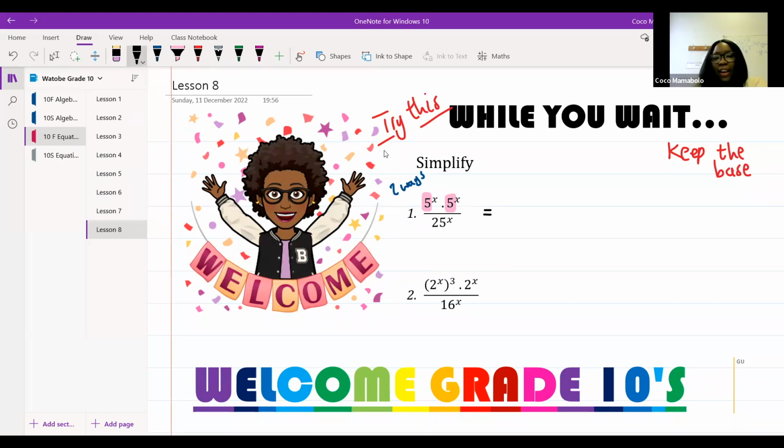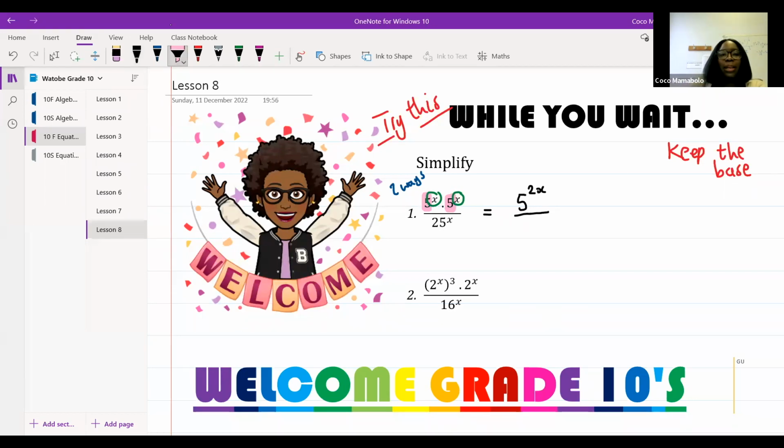All right, so if I've got 5 and 5, I know that I have like bases that are being multiplied. So I'm going to keep my base and I'm going to add my exponents. Now I've got x plus x, that's going to give me 2x. Okay, all of this will be divided by, now I know that I'm going to want to divide with something that has the same base.